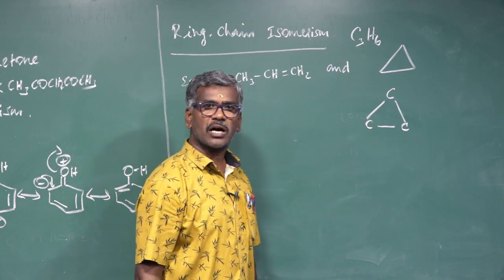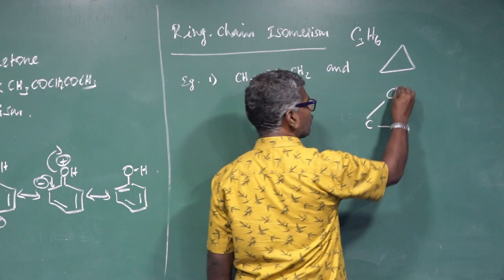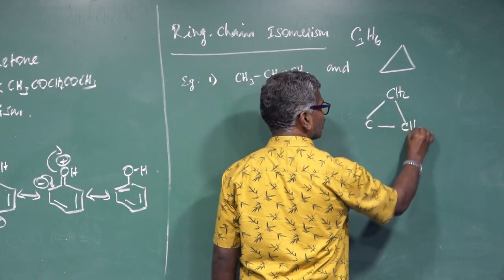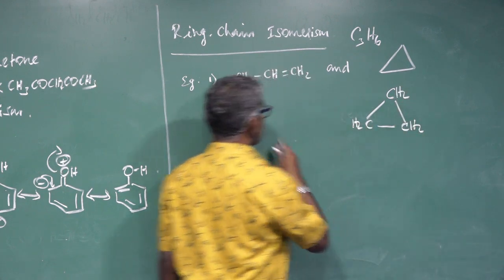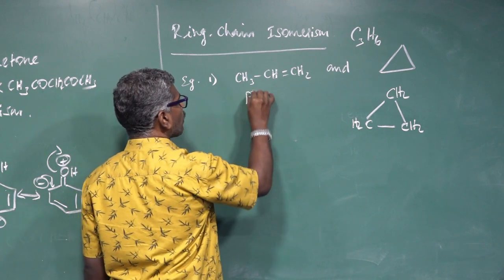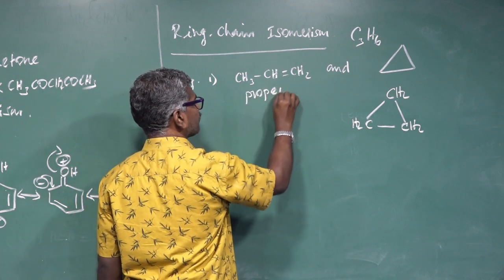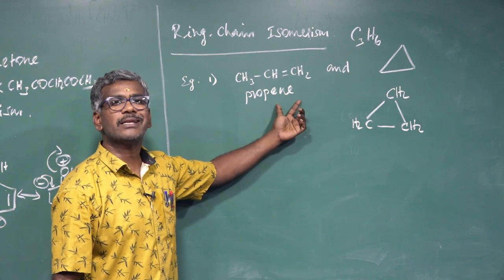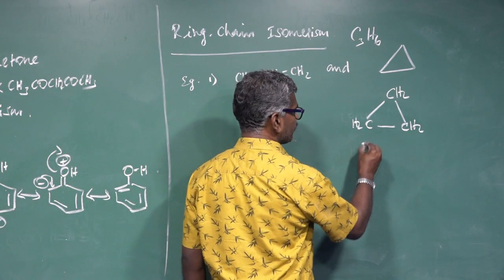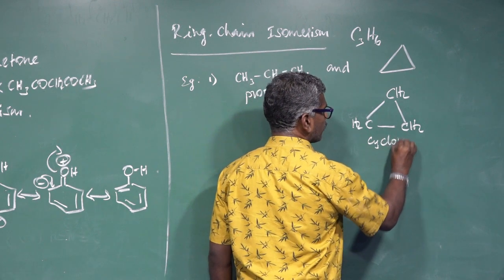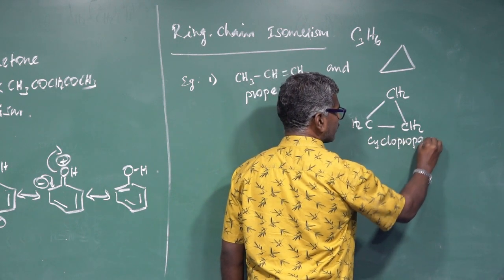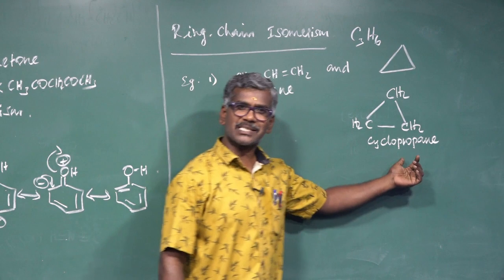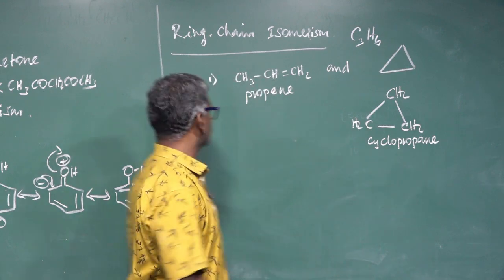What is the valence of carbon? 1, 2, remaining 2. CH2, CH2. This one is an example for propene, because of the carbon-carbon double bond. Best example for an unsaturated compound. This name, cyclopropane. This one is the best example for alicyclic compounds.